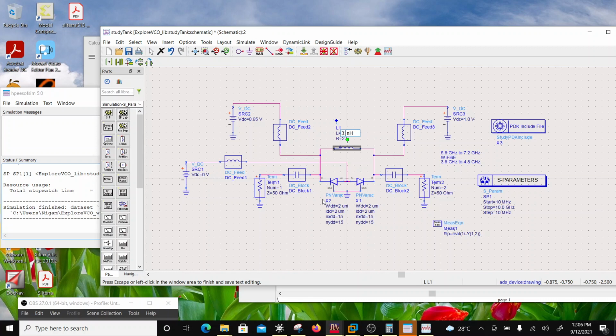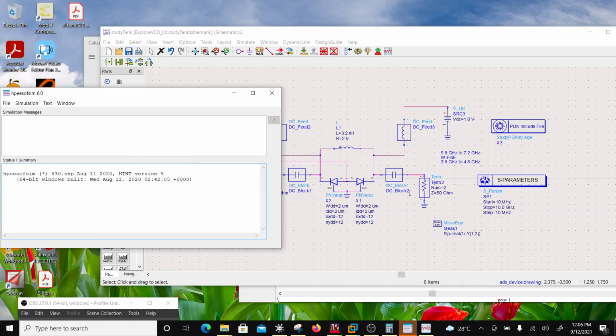So let's say this was 3.2 nanohenry, and this was 12 and 12. We'll put them back. So you understand where the loss is mostly coming from. And we have talked about phase noise earlier.